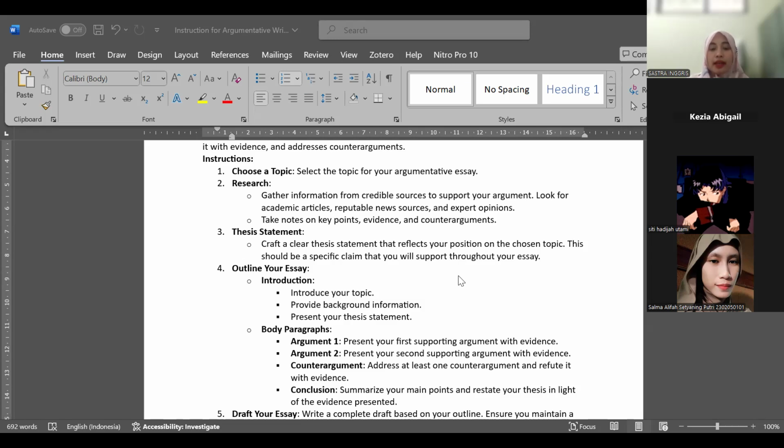So again, in argumentative writing, you are required to see from both points of view. Penting bagi kalian untuk melihat dua sisi, ya. Even though at the end of the day you will take your position, remember, counter argument here also matters.